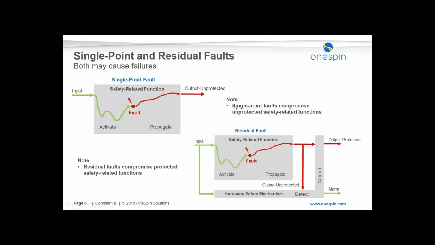Another bad fault, another bad guy, is the residual fault. In this case, we have again our safety-related function. We have a fault in this function.